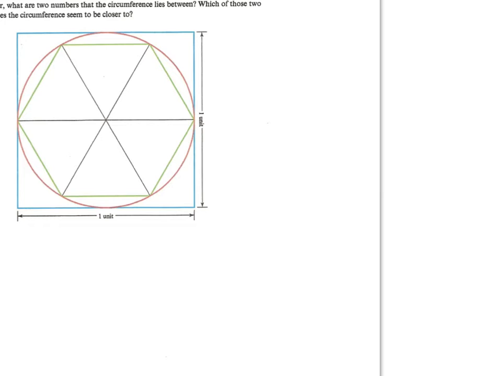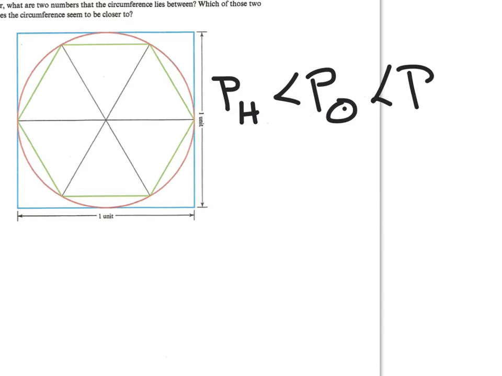So what we're looking at, I'm sorry, my phone rang right when I was talking, is that the perimeter of the hexagon is less than the perimeter of the circle, which is less than the perimeter of the square. And so that makes sense visually.